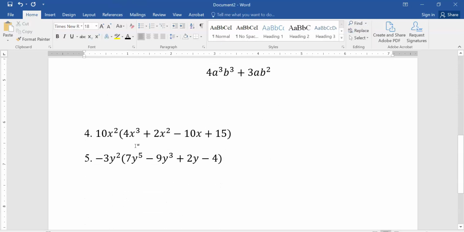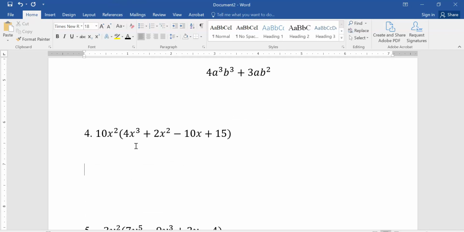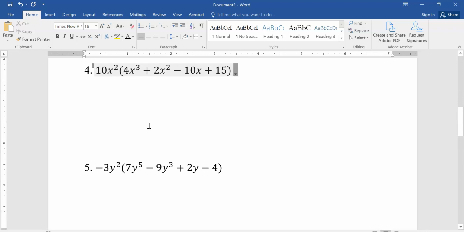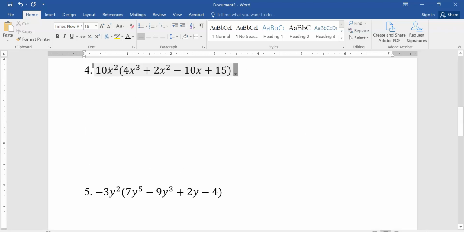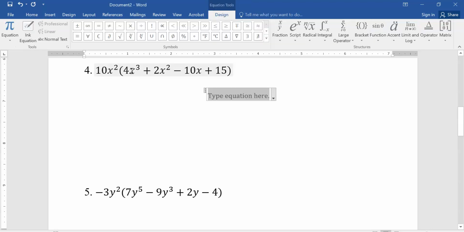On problem number 4, we go 10x squared times the polynomial inside. The inside polynomial is 4x to the third plus 2x squared minus 10x plus 15. So multiply the 10x squared times all 4 of these terms inside. 10x squared times 4x to the third. Well, 10 times 4 is 40. x squared times x to the third is x to the fifth. Again, that's the product rule.